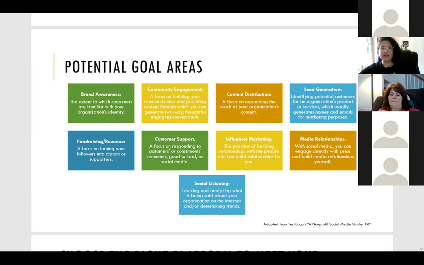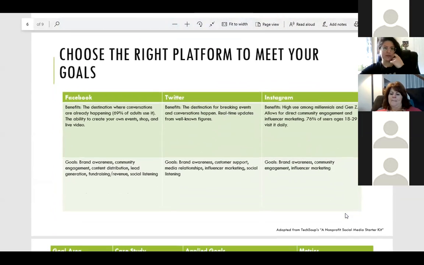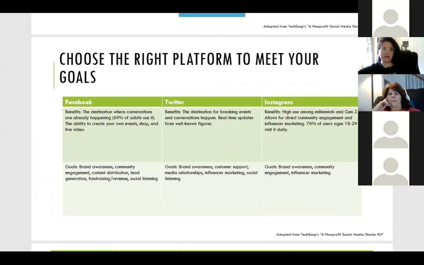All right. So after you've chosen some goals for your social media, you want to make sure that you're choosing the right platform to meet your goals, because there are different audiences and different benefits to the different social media platforms. So the three that we're going to talk about today are Facebook, Twitter, and Instagram. Of course, there are many other kinds of social media out there, you know, Snapchat, YouTube. So let's talk about these for now, just because we only have a limited amount of time.